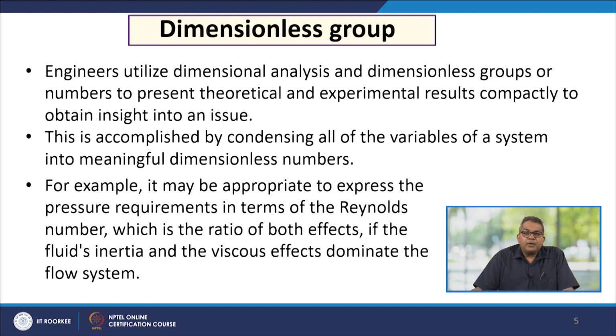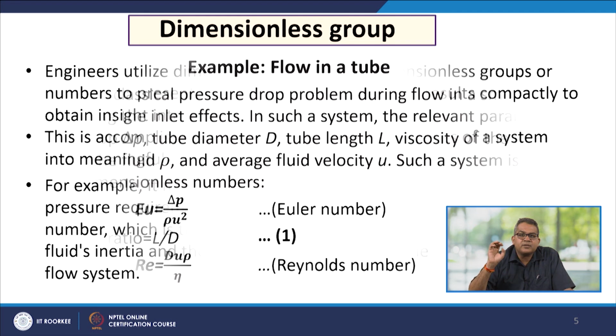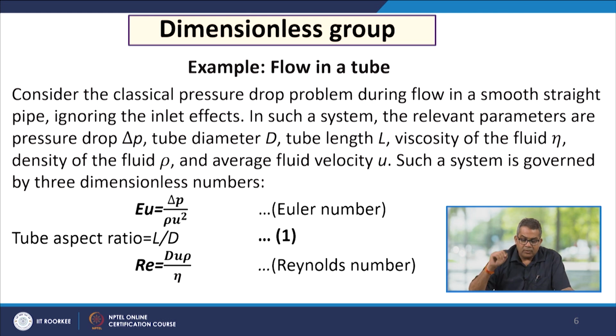Now, these groups or numbers present the theoretical and experimental results compactly to obtain insight into that particular rheological behavior. This is accomplished by condensing all of the variables of a system into meaningful dimensionless numbers. For example, it may be appropriate to express the pressure requirement in terms of the Reynolds number, which is the ratio of inertial and viscous effects of the fluid, dominating the flow system. Let us take the example of flow in a tube. Now consider a classical pressure drop.